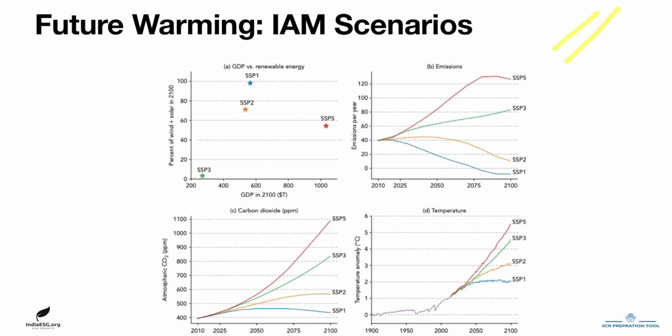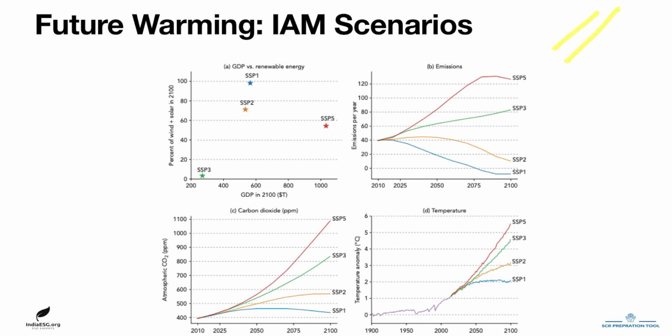SSP4 is not written here because that is not considered to be a practical scenario, but SSP1, 2, 3 and 5 are there. So if you see in this graph, the SSP which predicts the least emission is SSP1, followed by SSP2, then SSP3 and SSP5.